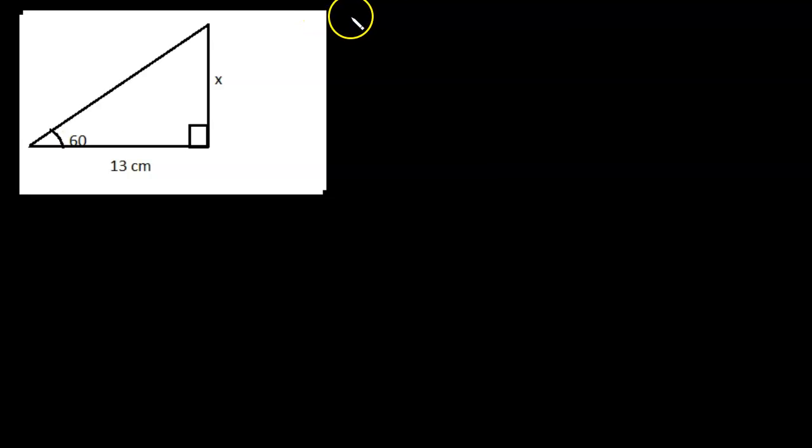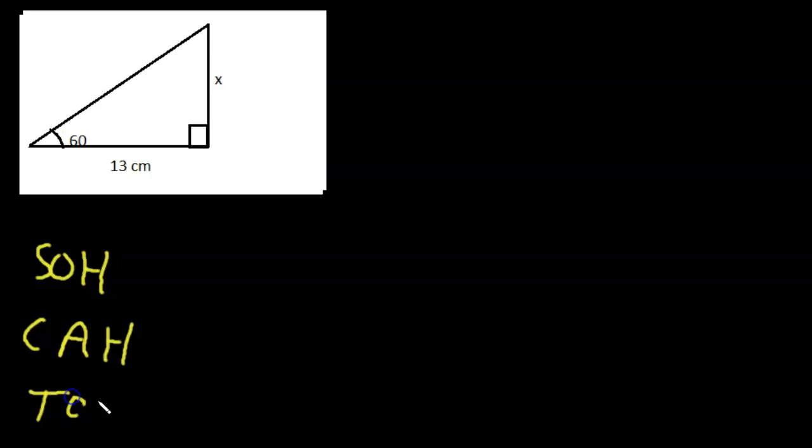So let us now try to solve a few problems using these ratios. So let me just put them up here. Remember, we have three of them. We have sine, and we have cos, and we have tan. So sine is opposite over hypotenuse, cos is adjacent over hypotenuse, tan is opposite over adjacent.